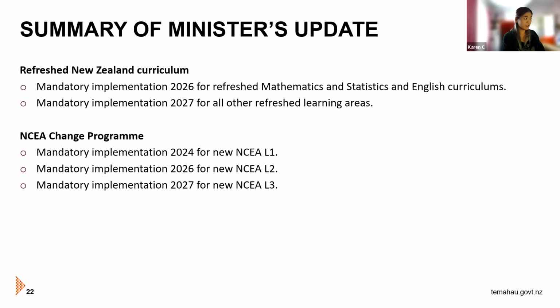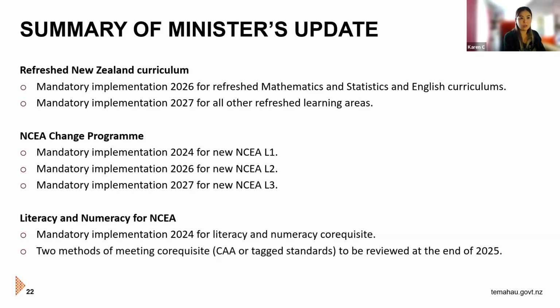The second part of her announcement was around the NCEA change program. So the mandatory implementation of the new NCEA Level 1 will occur in 2024, which is next year. However, the mandatory implementation for NCEA Level 2 will not occur until 2026. It does mean that your learners who move into Year 11 and do NCEA Level 1 next year will move back to the current system in 2025.